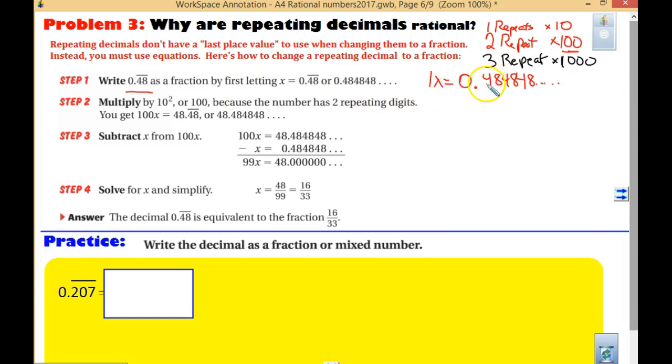So we need to multiply this, because 2 numbers repeated, by 100. Do you agree that 100 times 1x equals 100x? Okay? We are now going to multiply 0.4848 times 100. That moves the decimal 2 places. It is going to give us this number now, 48.4848, right? Put that down right behind the top.